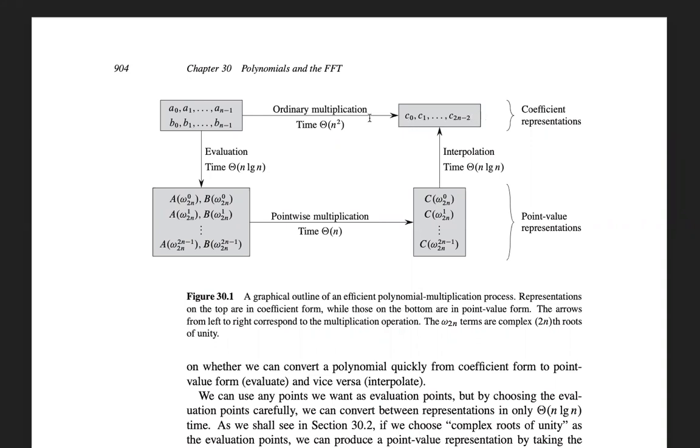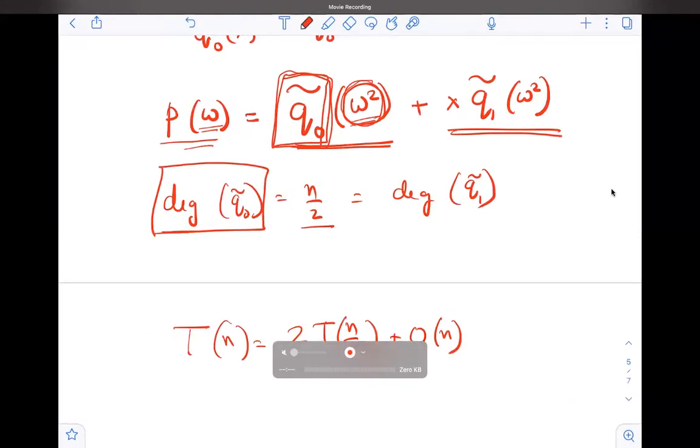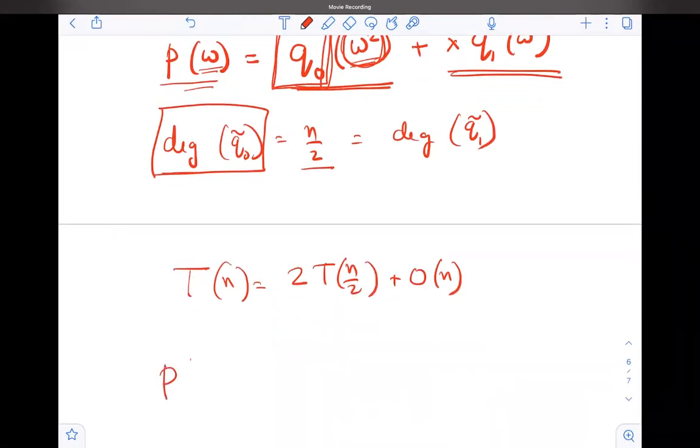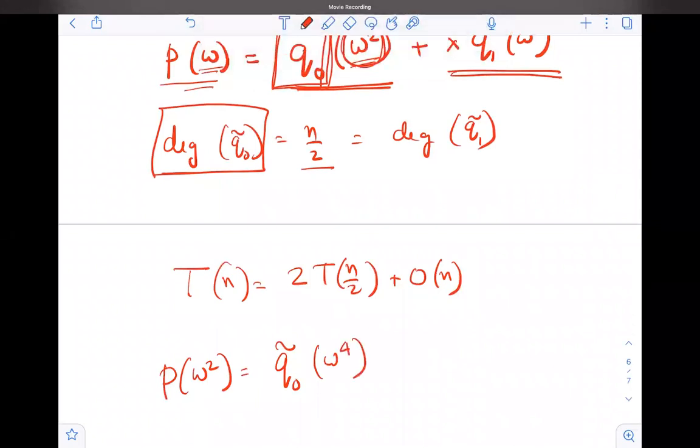So P of w, we obtained as Q0 tilde of w squared plus w times Q1 tilde of w squared. Now, in order to obtain P of w squared, will we repeat that whole computation? No, you don't, because this is already there. What is P of w squared? It's Q0 tilde of w to the power 4 plus w squared times Q1 tilde of w to the power 4, but w to the power 4 is already there.